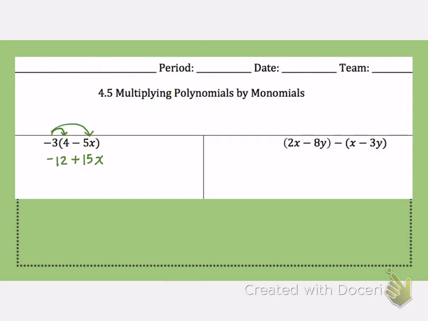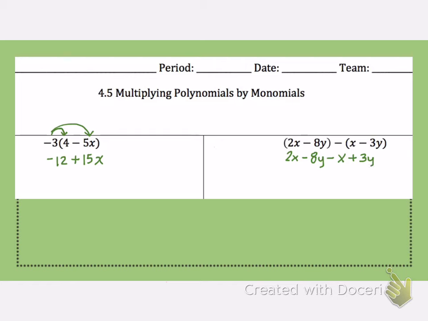And then a reminder about like terms, that we can only add or subtract like terms. So with our second polynomial here, let's take a look at dealing with the subtraction. Since we are subtracting the whole second portion, I'm going to make sure I get that subtraction applied to both terms that were inside parentheses.